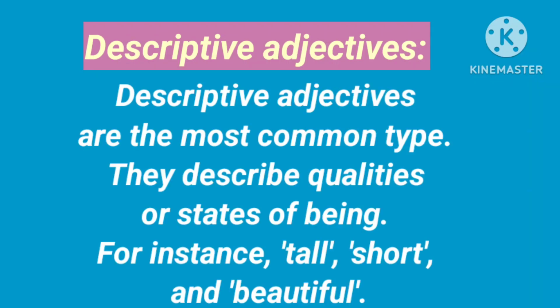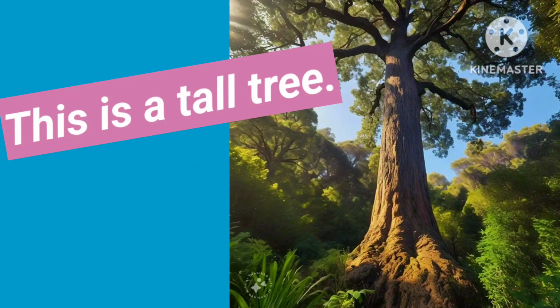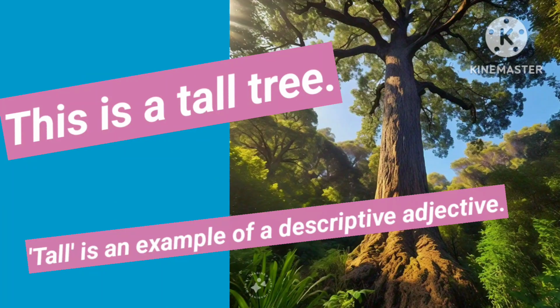Descriptive adjectives. Descriptive adjectives are the most common type. They describe qualities or states of being. For instance, tall, short, and beautiful. This is a tall tree. Tall is an example of a descriptive adjective.